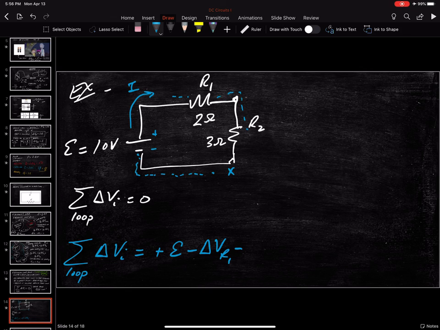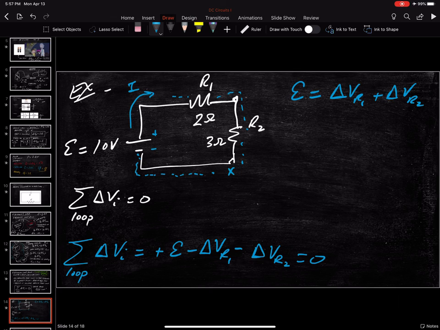Now there's no change, no change, no change. Now I get back to here. Now there's a change in voltage, delta V R2. Then I get back to the same spot. That's equal to 0. So in other words, the battery voltage is delta V R1 plus delta V R2. So each of these light bulbs takes up a certain amount of voltage, and that's being supplied by the battery.